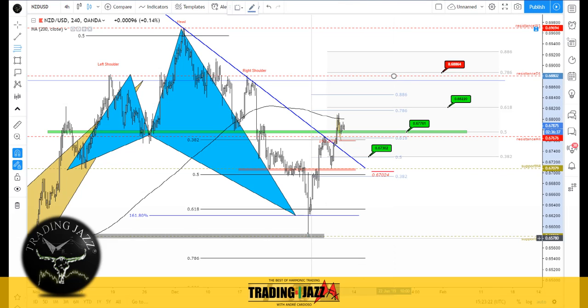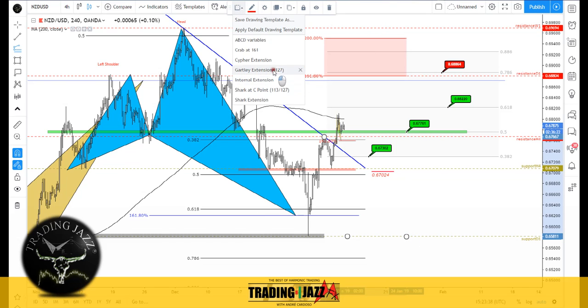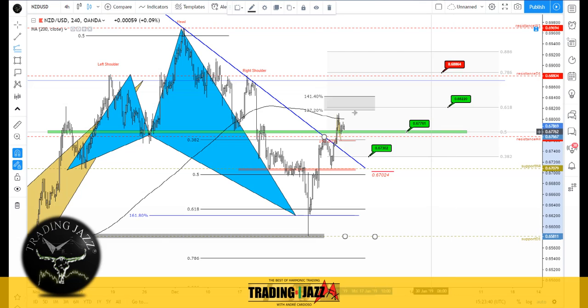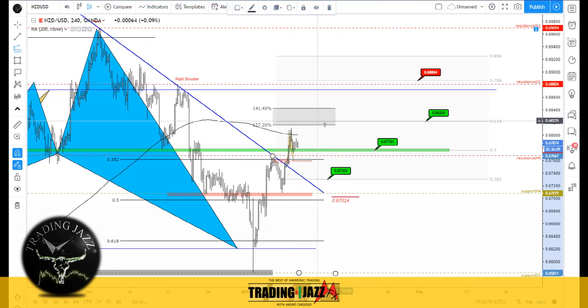Let me just check here. This is the golden ratio pullback. Let me try a 127 extension from this first swing. So very close to the most recent high. So the 127 extension, a new high above the previous one, just to touch this level will not be surprising also.